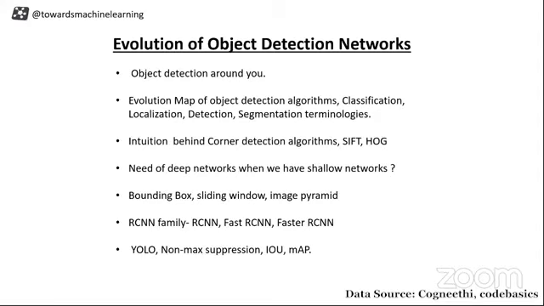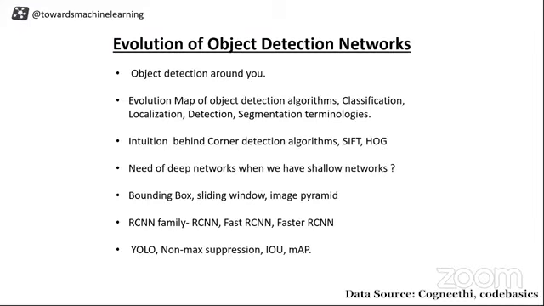Next thing is we're going to see the map of object detection algorithms, and this will make you realize how important it is to study what was previous to the YOLO algorithm. We'll see basic terminologies, like people are confused with classification, localization, detection, and segmentation terminologies. So these are very easy terminologies. We'll see those things first.